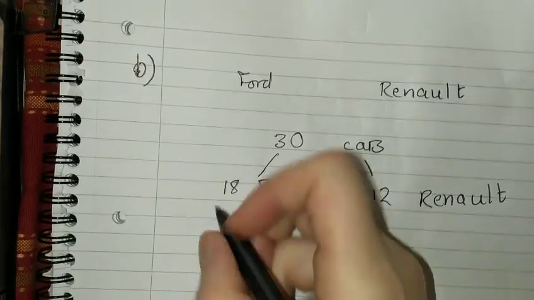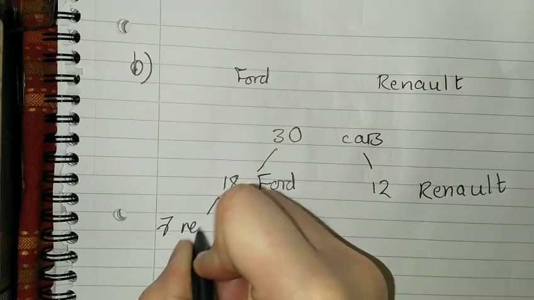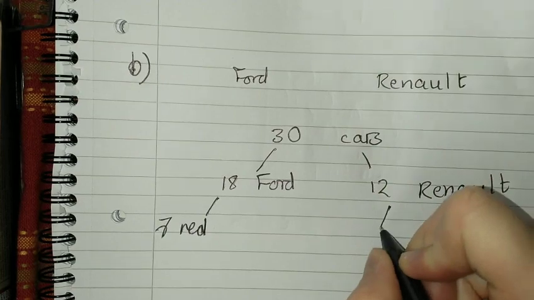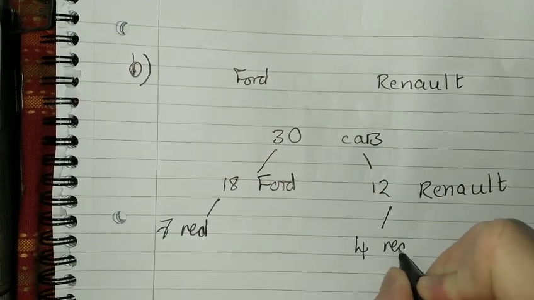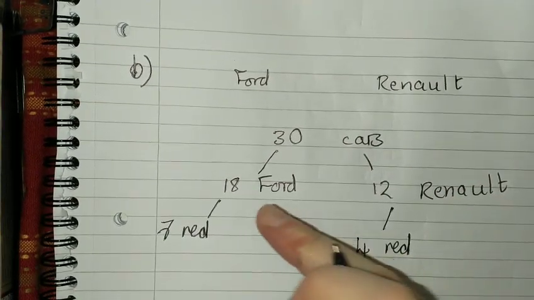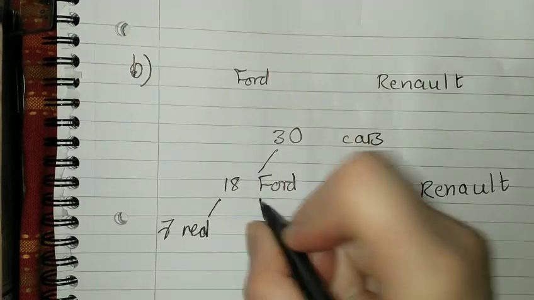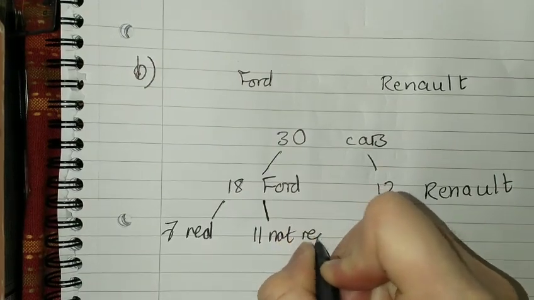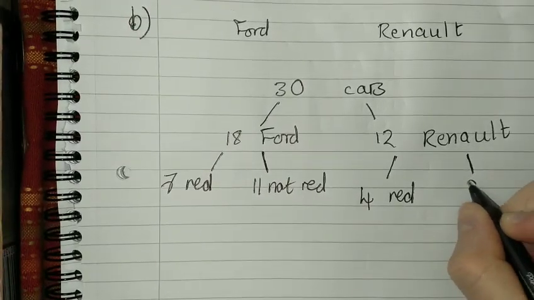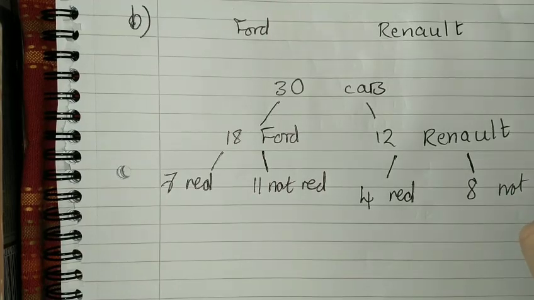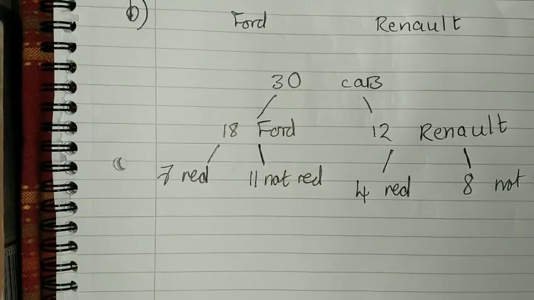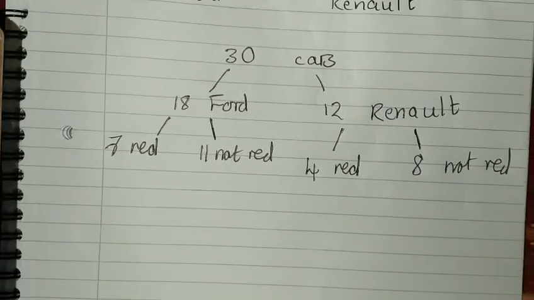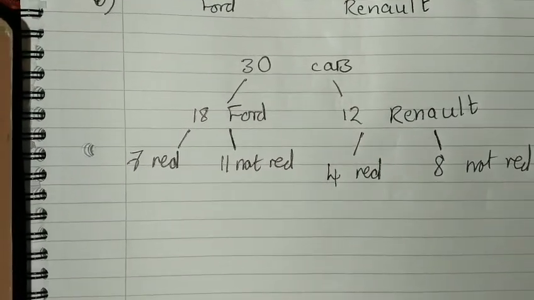Seven of the Ford cars are red, so I'll say 7 are red, and 4 of the Renault cars are red. That means the rest are not red, so I have 11 Fords not red, and in this case I have 8 Renaults not red. One of the 30 cars is chosen at random. What is the probability that the car is a Ford car or a car which is not red?